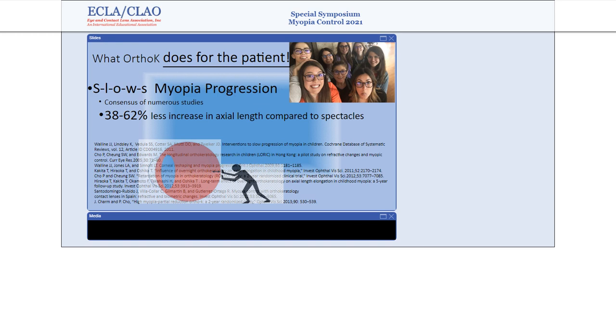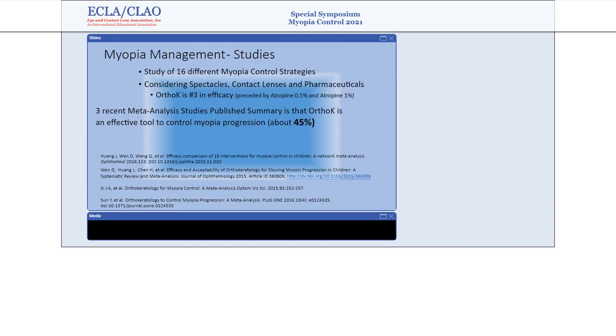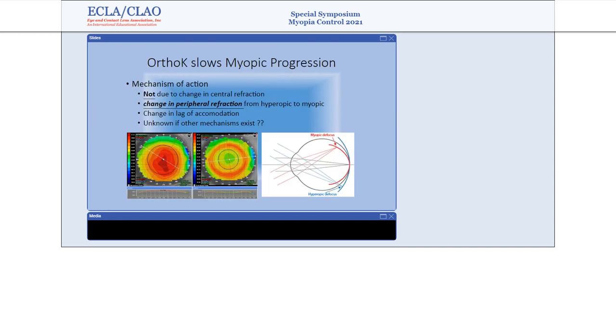So really what it does for the patient is a critical thing. It slows myopia progression, as I mentioned before, 38 to 62% axial length reduction. In a large study that was done on myopia management, 16 different strategies were evaluated. OrthoK came in third on that list, only beaten out by Atropine at 1% and Atropine at 0.5%. So on this meta-analysis, it shows OrthoK is slowing axial elongation by about 45%.